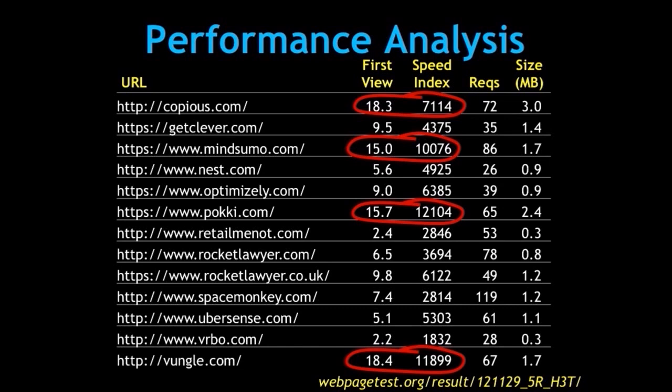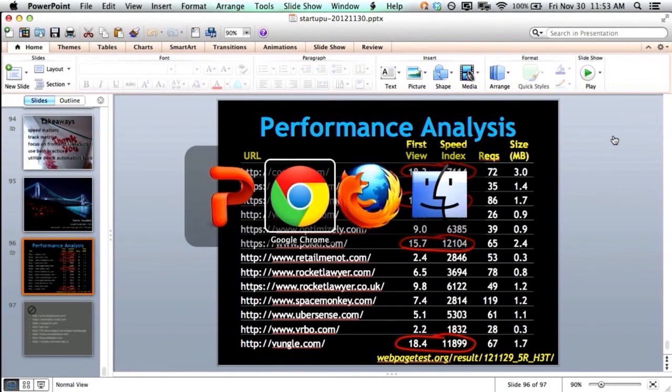And not surprisingly, we see that there's a pretty high correlation between these slower speeds and the number of requests and the total transfer size of the website. So that first rule still holds true. Try to reduce the number of HTTP requests as much as possible. So let's look really quick at each one of these. And I'm going to do that live in the browser.